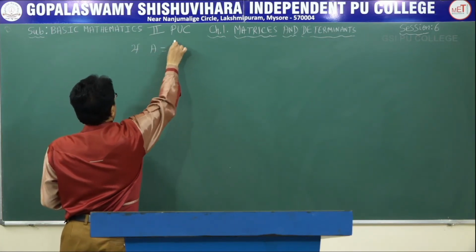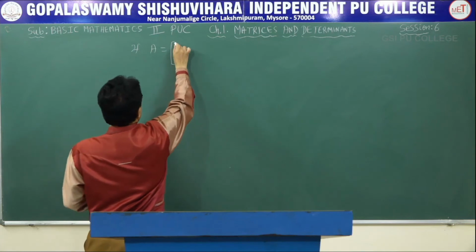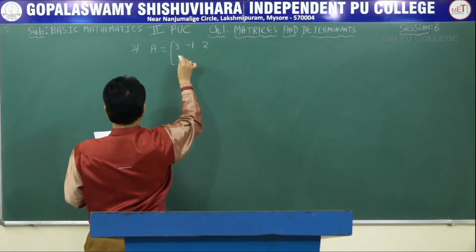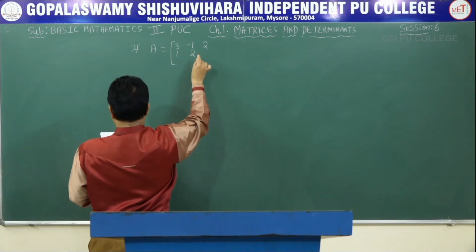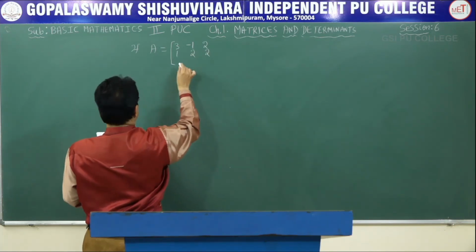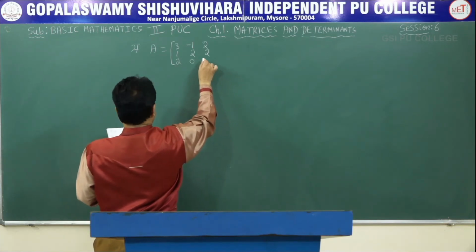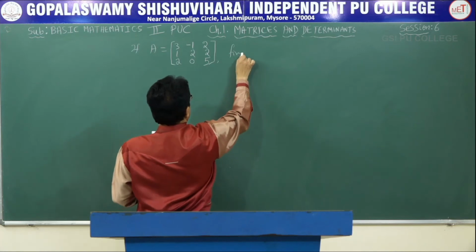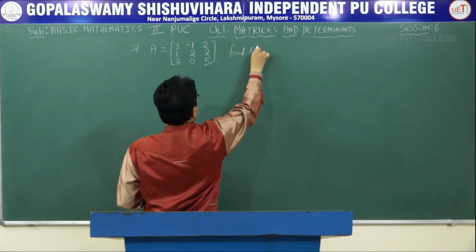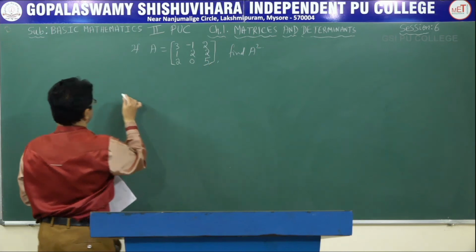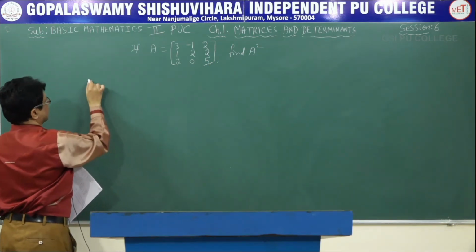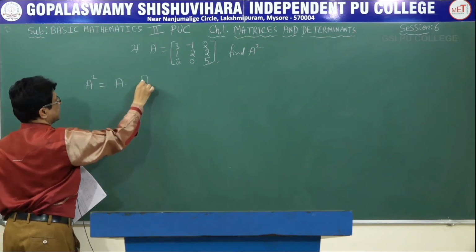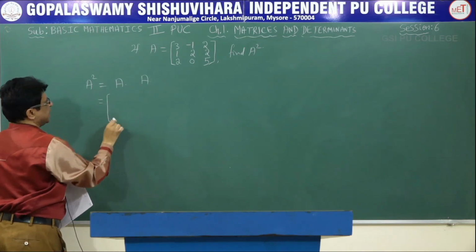If A equals 3 minus 1 2, 1 2 2, 2 0 5, find A square. So here we have to find A square. So A square is equal to A into A. So that will be equal to 3 minus 1 2, 1 2 2, 2 0 5 into 3 minus 1 2, 1 2 2, 2 0 5.